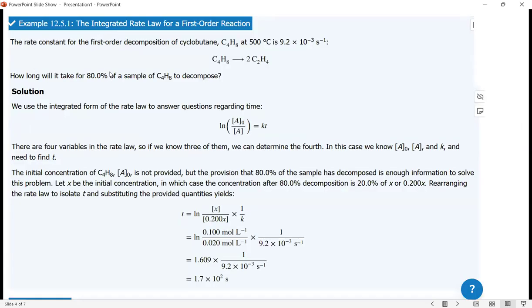And so how long will it take 80% of the sample to decompose? This is a great kind of problem because you can just make a number up. So you have two options. Do you use 80 or do you use 20? If you start at 100% as A naught, and then we go forward, when 80% of it's decomposed, that means you only have 20% left.